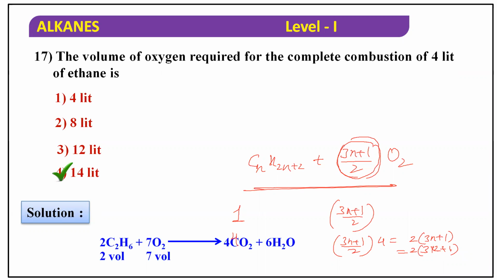Okay, for 1 liter we need (3n+1)/2 liters. For 4 liters, how much do we need? (3n+1)/2 into 4 liters. 4 by 2 is 2, 2 into (3n+1). n is 2 because it is ethane. So 6 plus 1, 7. So 14 liters we need. Remember the reaction, it will help you for so many questions like this. So what is the requirement of oxygen? (3n+1)/2 O2.